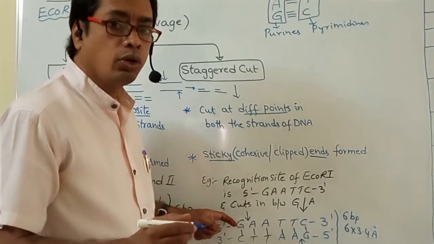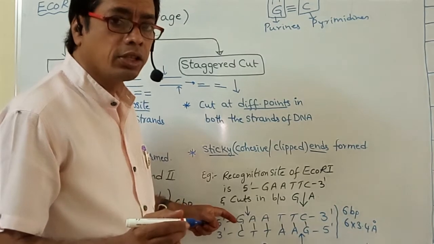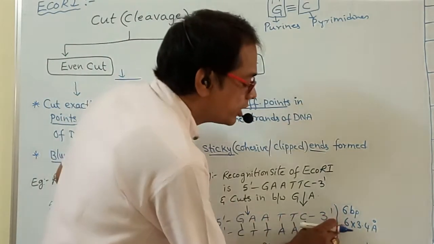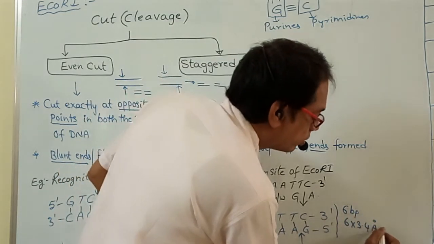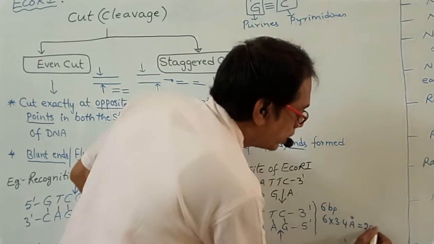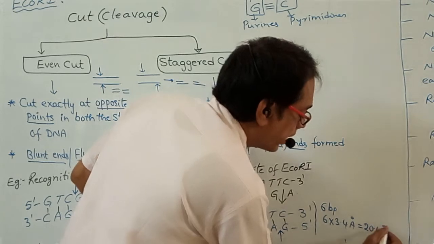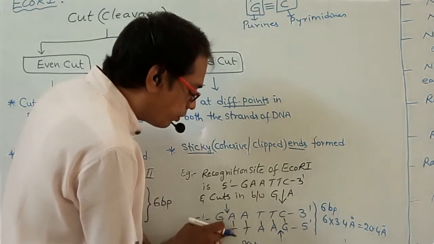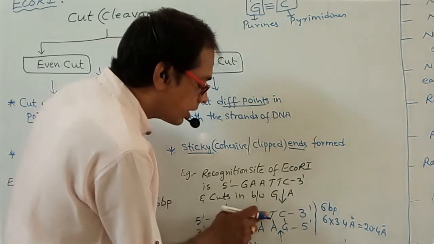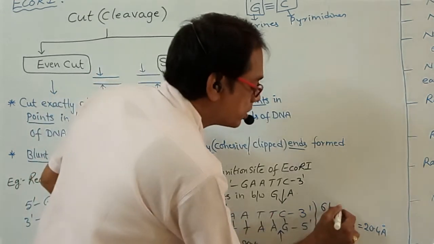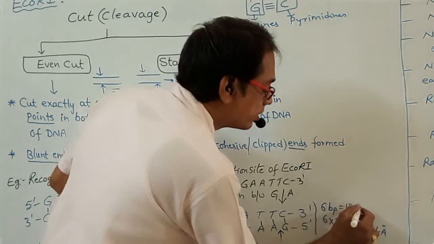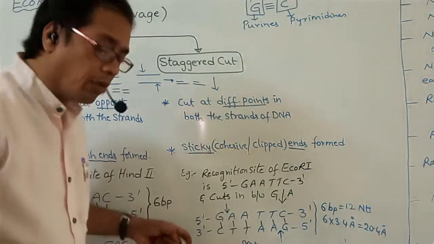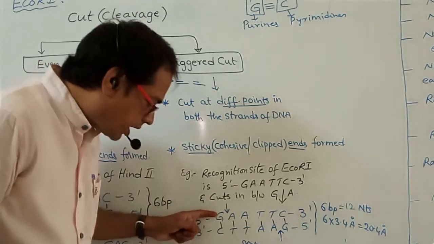The distance between 2 successive base pairs is 3.4 angstroms. So that is 6 into 3.4, that is equal to 20.4 angstroms. Number of nucleotides means 1, 2, 3, 4, 5, 6, 7, 8, 9, 10, 11, 12. 6 base pairs means number of nucleotides, 12 nucleotides. Okay?